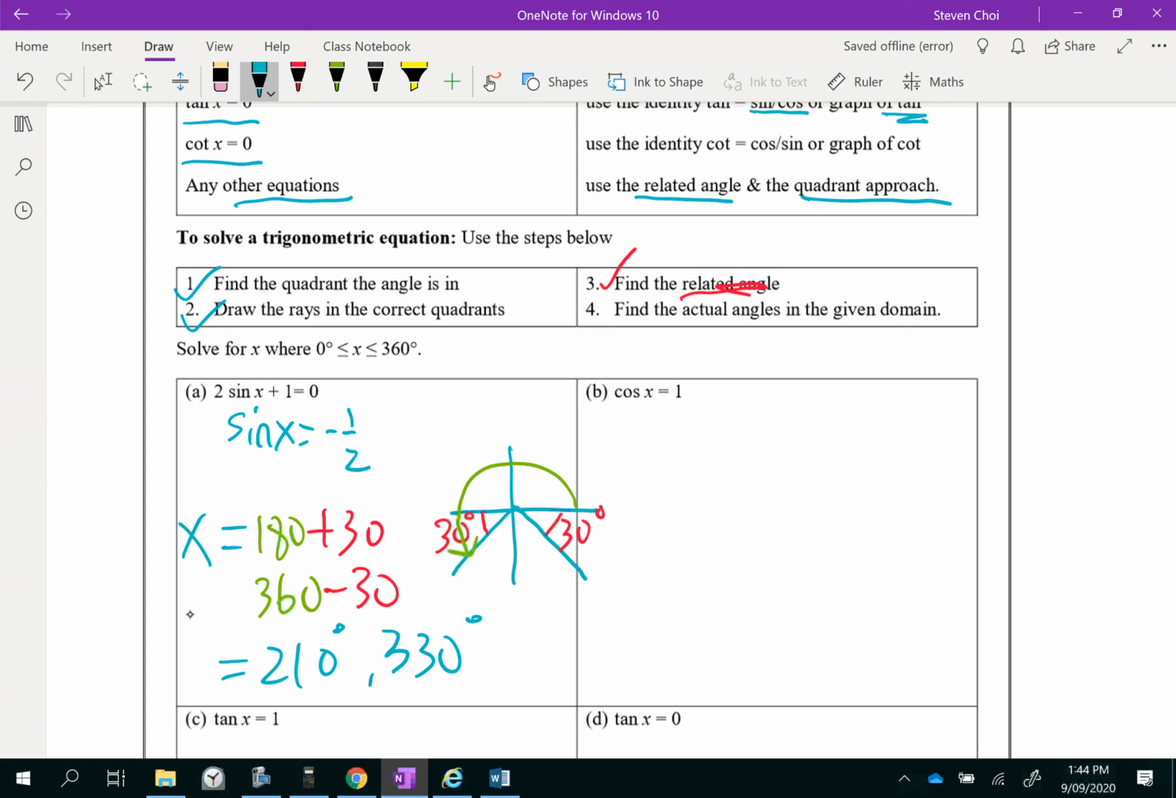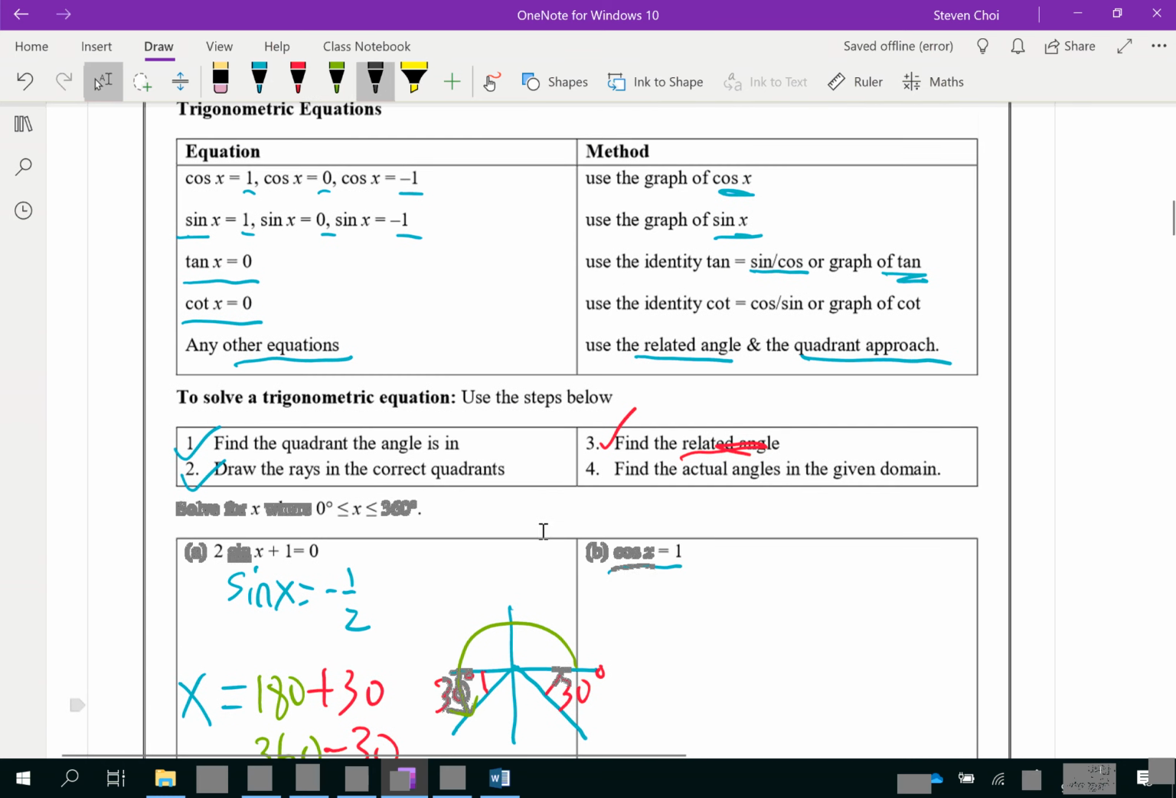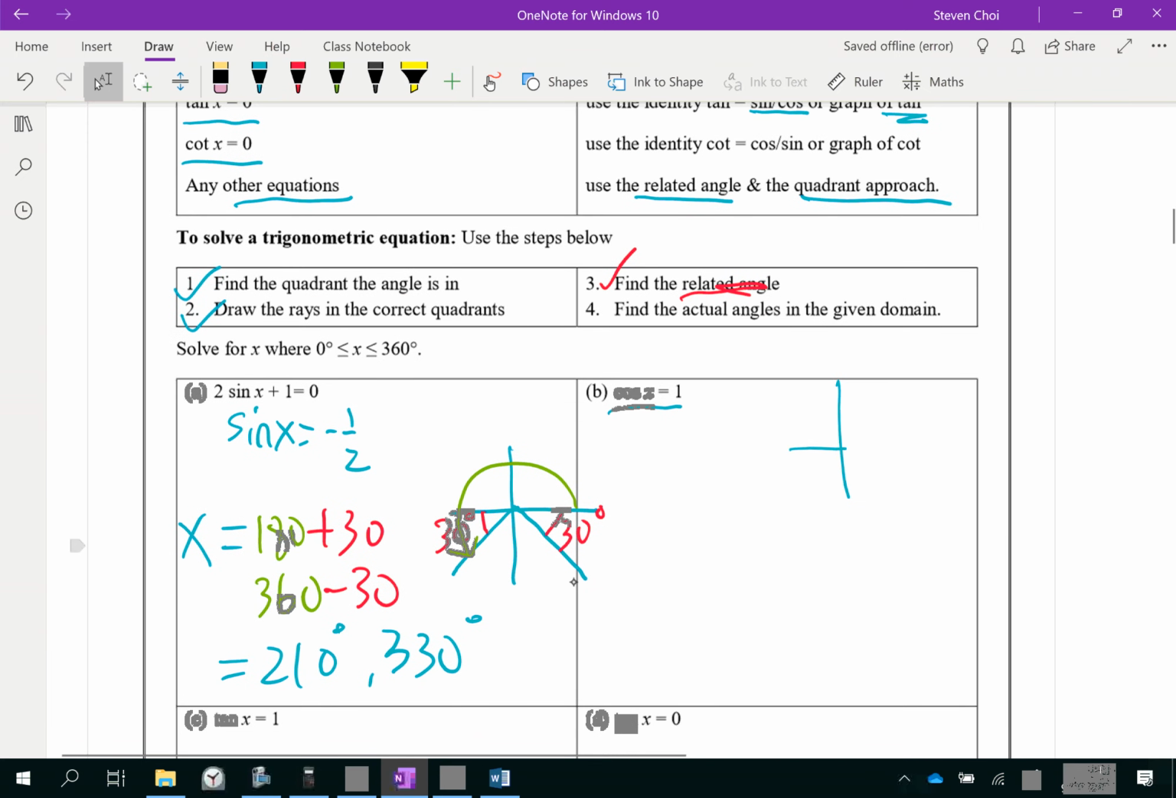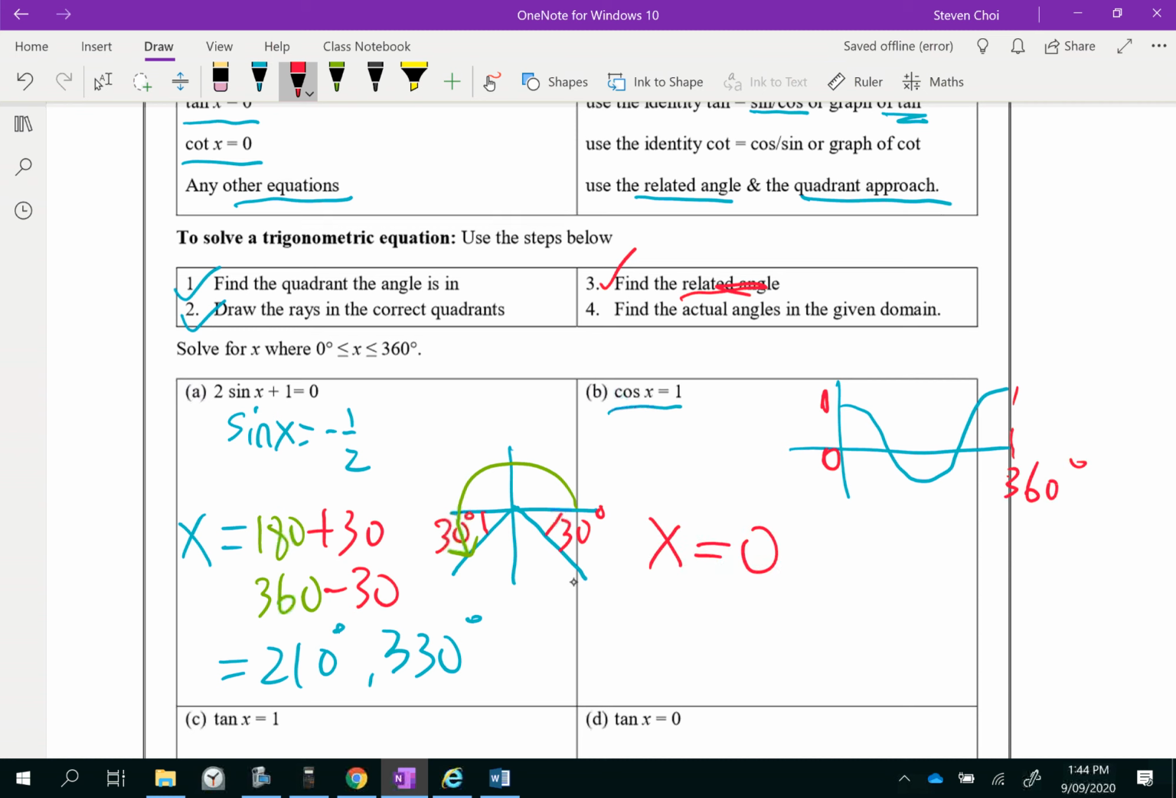All right, the next one is cos x equal to 1. So you don't use a quadrant approach because whenever you get 1 or 0 or -1, better to draw the graph because it's a boundary angle. So you draw the graph of cos x, which looks like this. And it is at 1 at exactly 0 and 360 degrees. So therefore, the answer will be 0 degrees and 360. So get the idea?